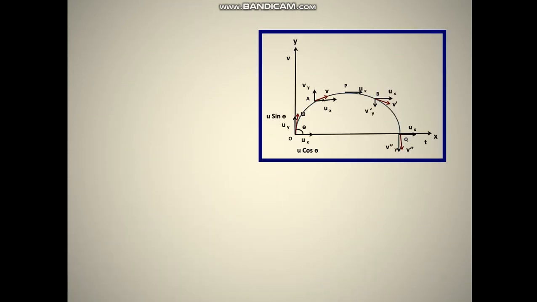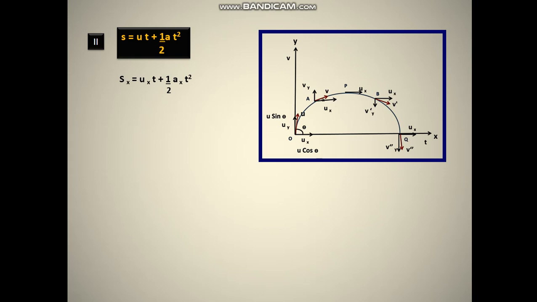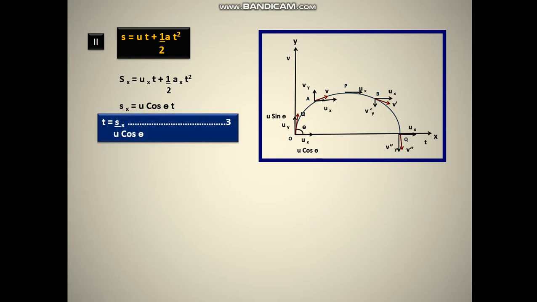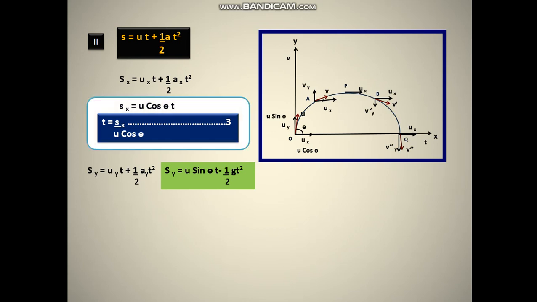Now let us take the second kinematical equation, s is equal to ut plus half at square. Along the x direction, the displacement sx is equal to ux t plus half ax t square. Sx is equal to u cos theta into t, since ax is equal to 0. So t is equal to sx upon u cos theta. Along the y direction, the displacement sy is uy t plus half ay t square. Sy is equal to u sin theta t minus half g t square, substituting ay as minus g.